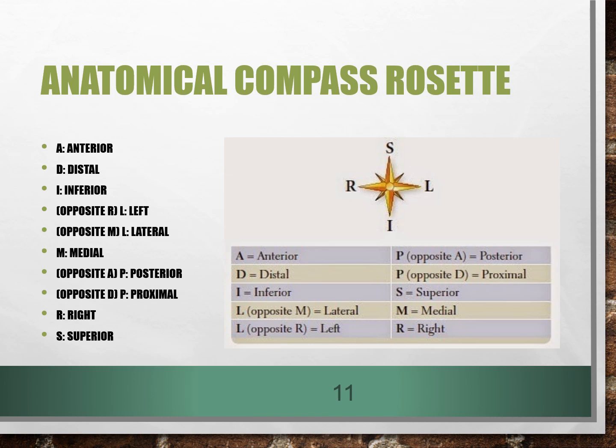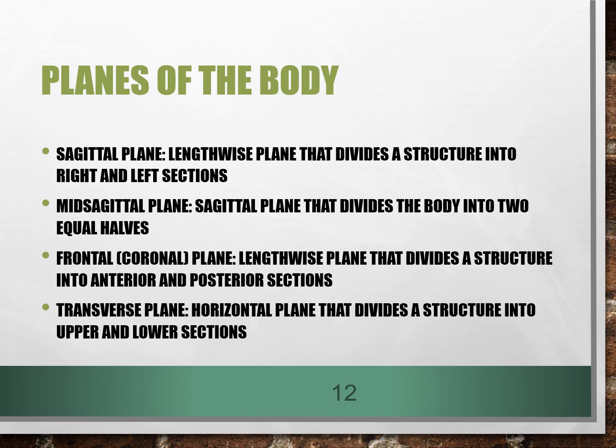Something that we use in the healthcare field is called the compass rosette. And the compass rosette is kind of like a compass that you would use to determine north, south, east, west. But now this is used to determine those anatomical directions that we talked about before, and you can see them listed here. Planes of the body.